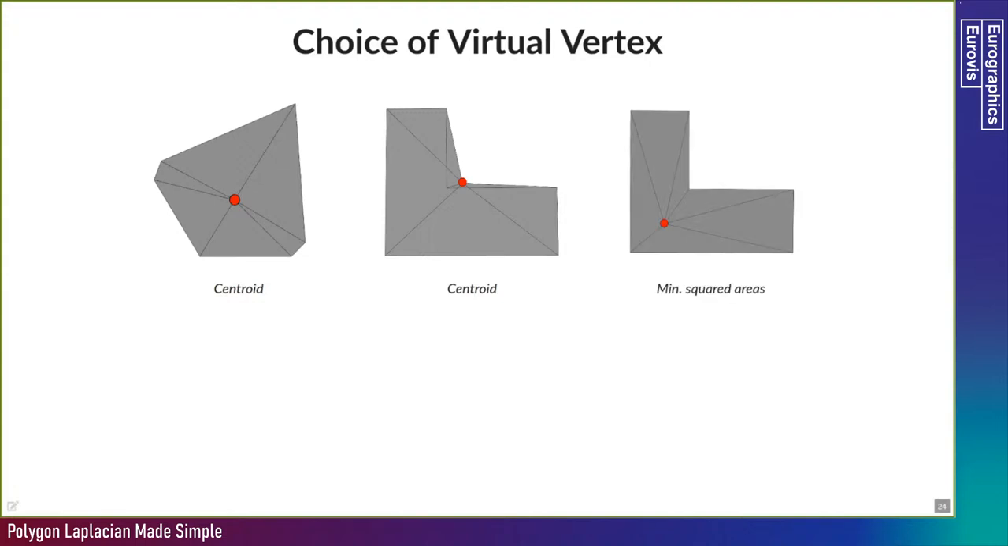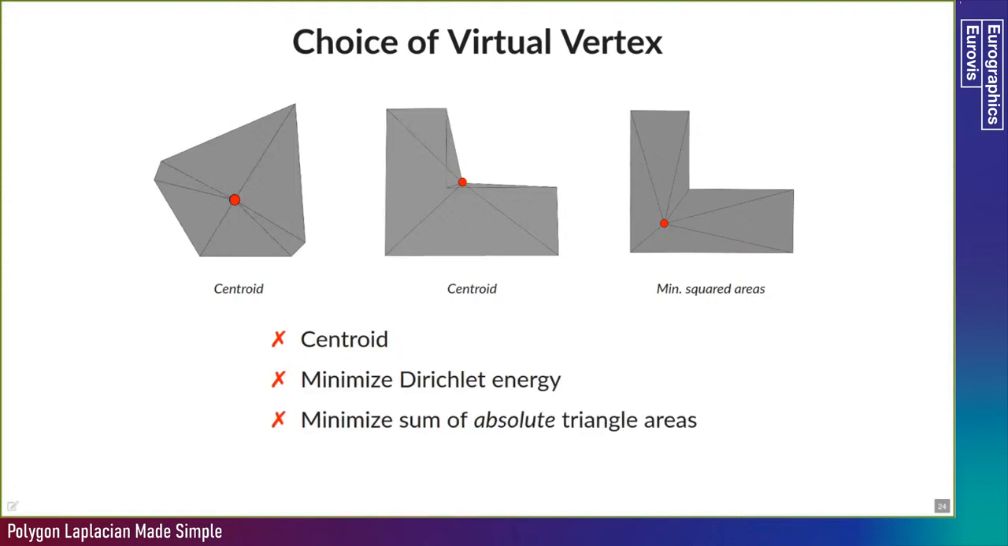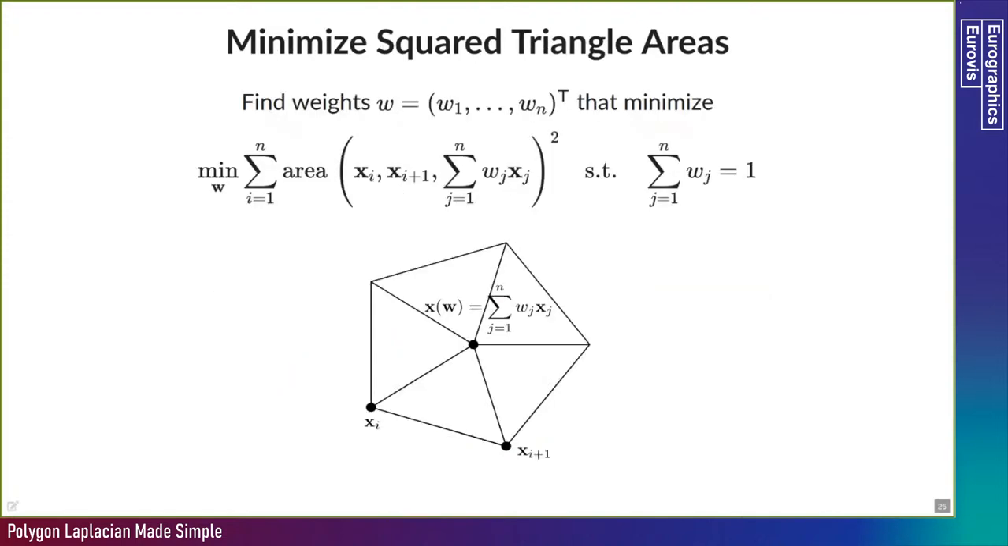Instead, we opt for the minimizer of the sum of squared triangle areas of the induced triangle fan. Now the solution is unique, even for planar convex polygons, and using the squared triangle area, the objective function becomes quadratic, which is easy to minimize. So, to summarize, the centroid is easy to compute, but can lead to triangle flips. Minimizers of Dirichlet energy and absolute triangle areas are not unique, but using the minimizer of the sum of squared triangle areas gives us a very nice solution, which is easy to obtain.